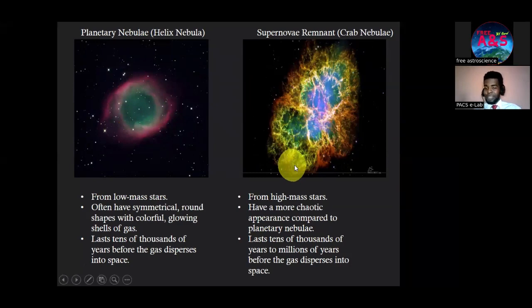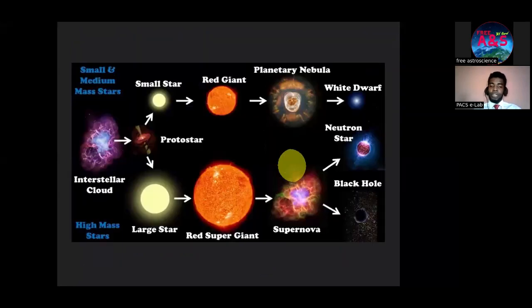But for supernova remnants, their structure is usually chaotic. You know, it's an explosion. So they are more chaotic in appearance than the planetary nebulae. Another difference is that planetary nebulae last tens of thousands of years before they disappear into space. But supernova remnants also last tens of thousands to millions of years before they disappear. So they stay longer than planetary nebulae. So here's the summary of all the things I've talked about stars.